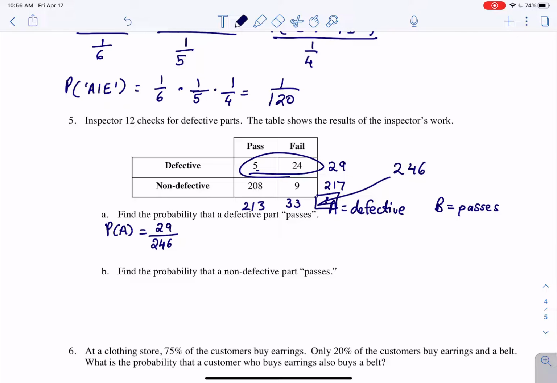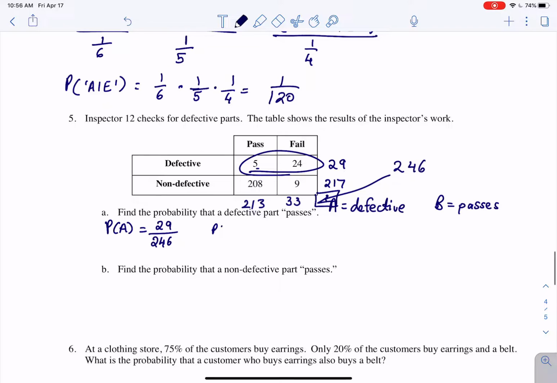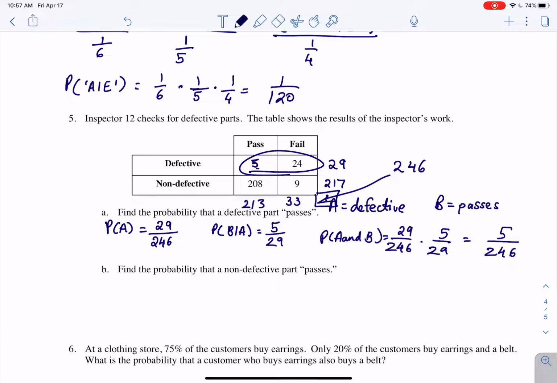And then for passing, if we know it's defective already, well, only 5 defective pieces passed out of 29 defective pieces. And so the probability of B, given that we know A happened, given that we know it's already defective, is 5 over 29. And so the probability of A and B would be 29 over 246 times 5 over 29, which is 5 out of 246.